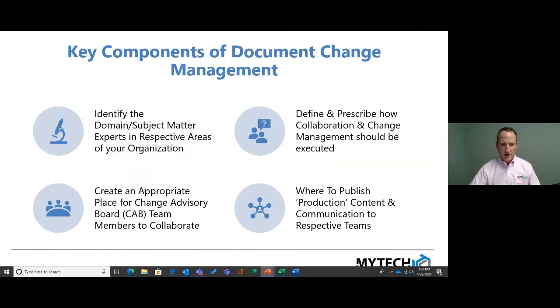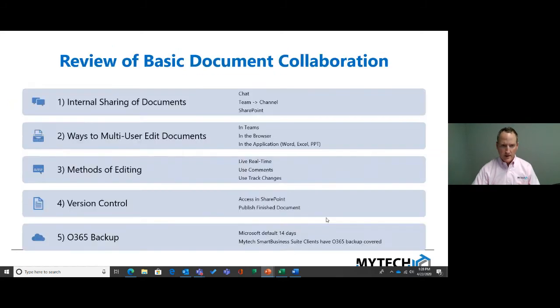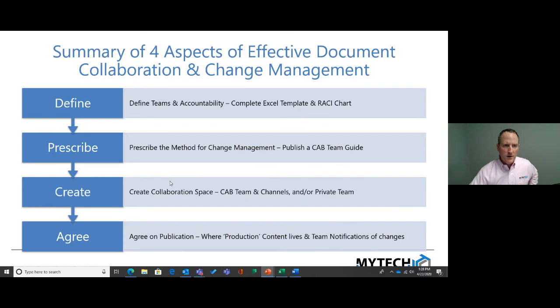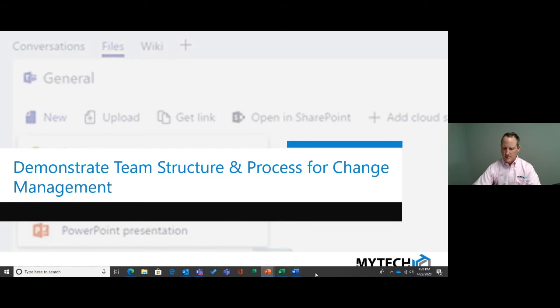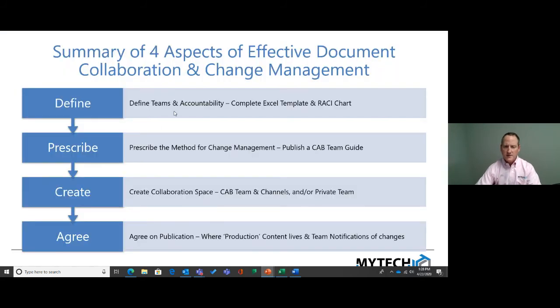We've covered all these key components, right? Where to publish, and so I'm going to go into here are the summary. Really, you want to define the teams and accountability, and complete that Excel template or something like it in the RACI chart. That'll really help you. The mental exercises that you go through to complete that are a really beneficial place to start. You want to prescribe the method that you want to use for change management.